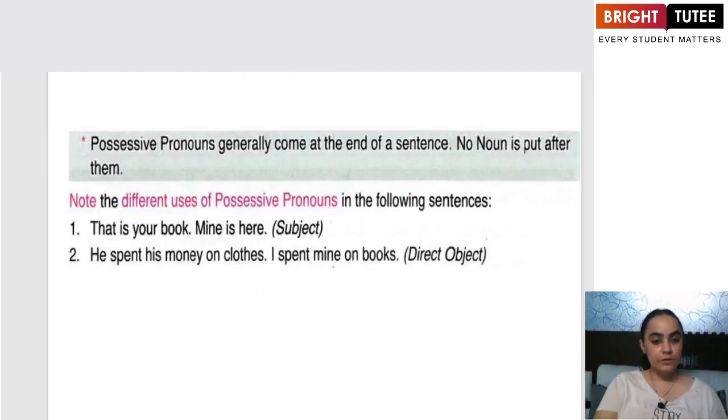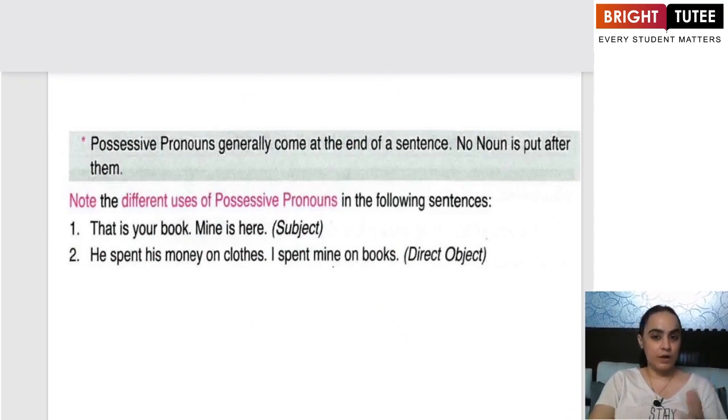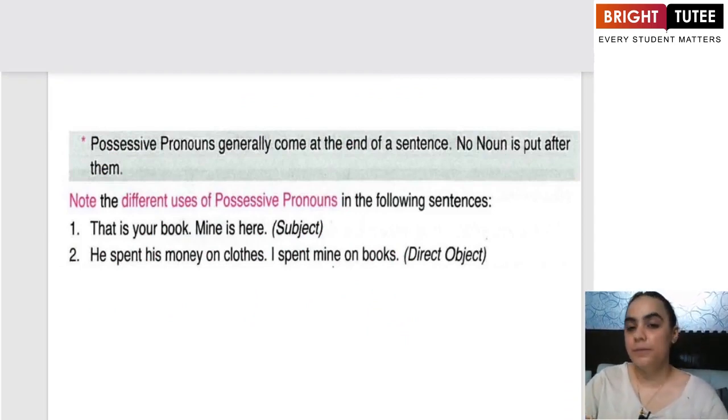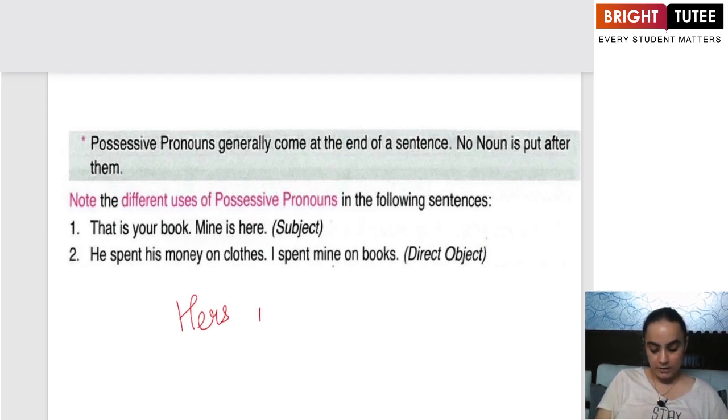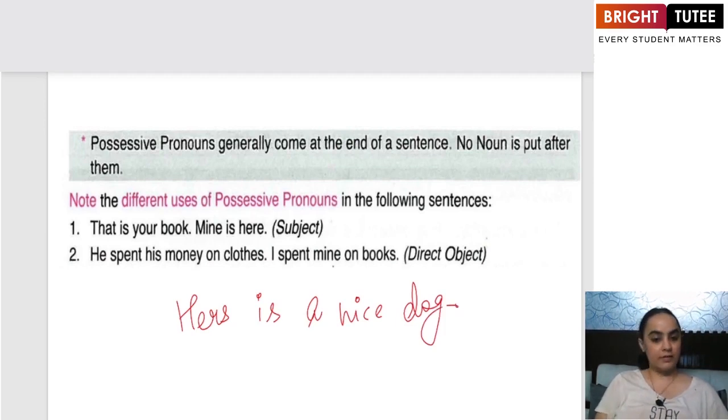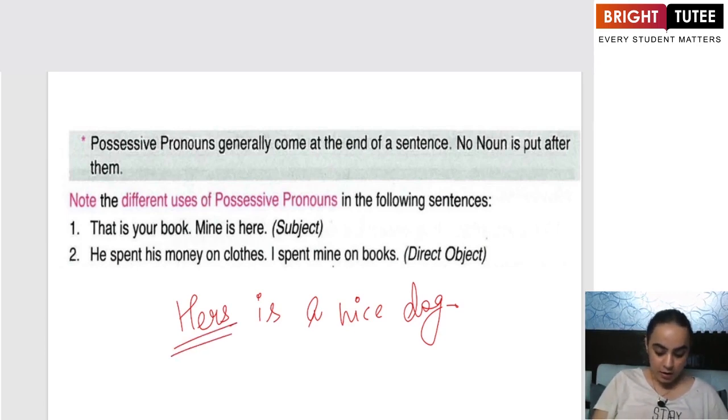So let us move further. Now possessive pronouns have different types of uses. Again, a possessive pronoun can be used both as a subject as well as an object. Okay, if I say, hers is a nice dog, that means the dog that belongs to her is a nice dog. Here, hers is used as a subject. So, the possessive pronoun is used as the subject.